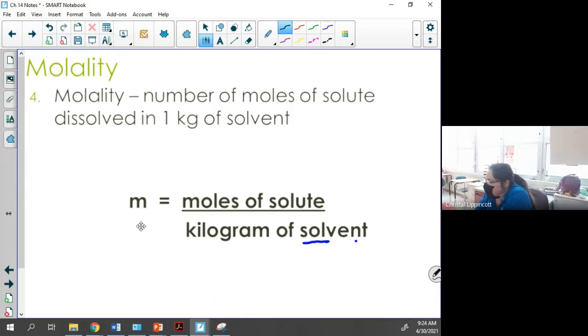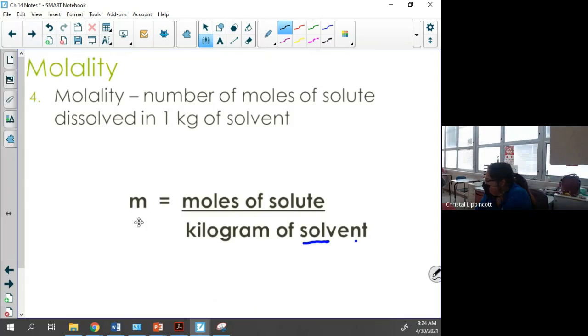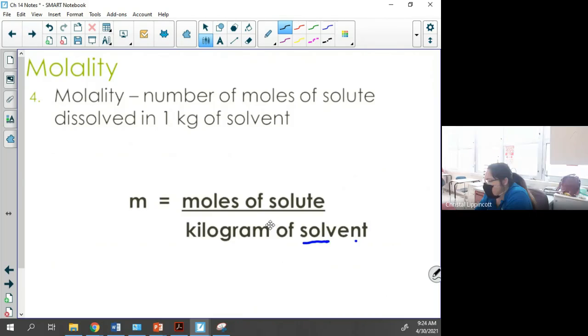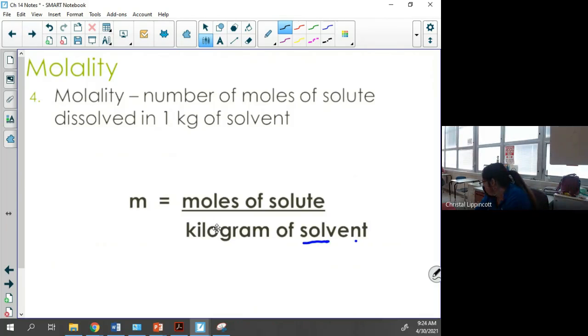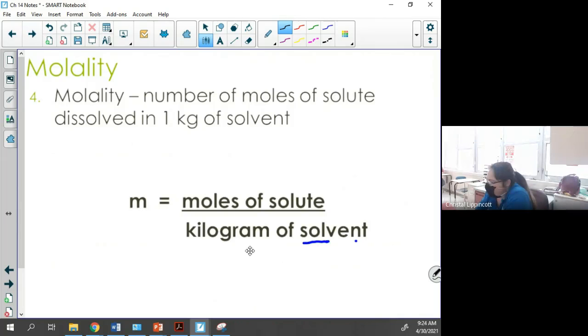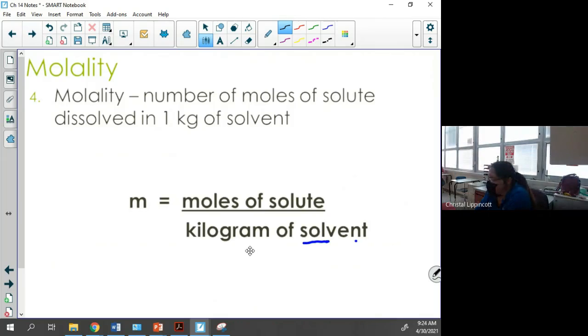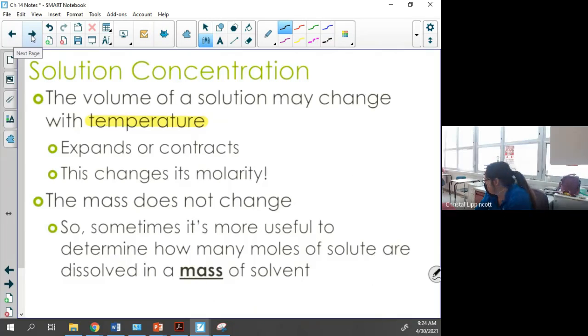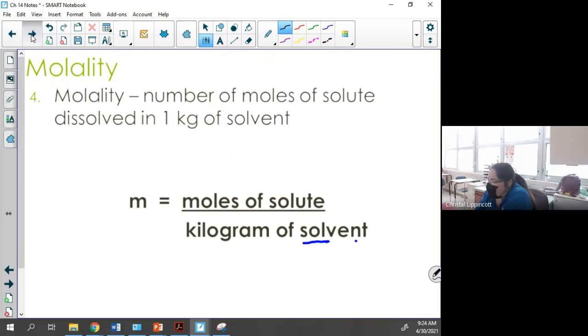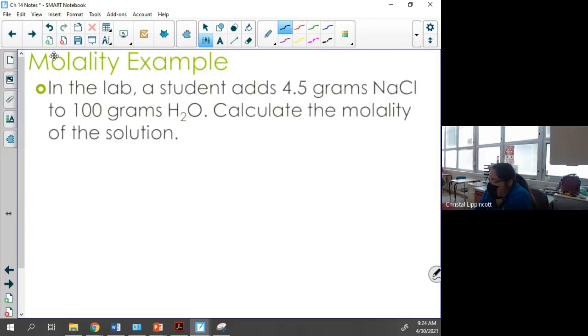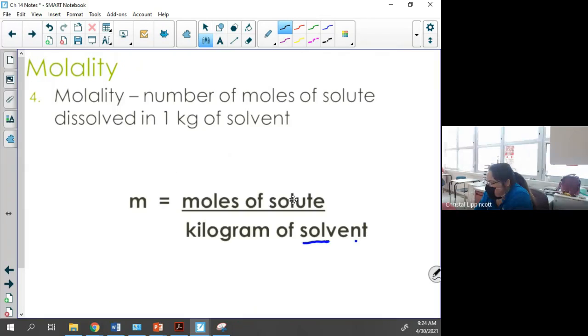This is with a little m as opposed to molarity, which is with a big M. We do not use molality in AP Chem, though. But I'd like to introduce it here because you might see it in college. You might see it later on in other things. So I want you to be exposed to it, but just realize that what we really care about in AP Chem is molarity. So this is going to be moles of solute divided by kilograms of solvent.